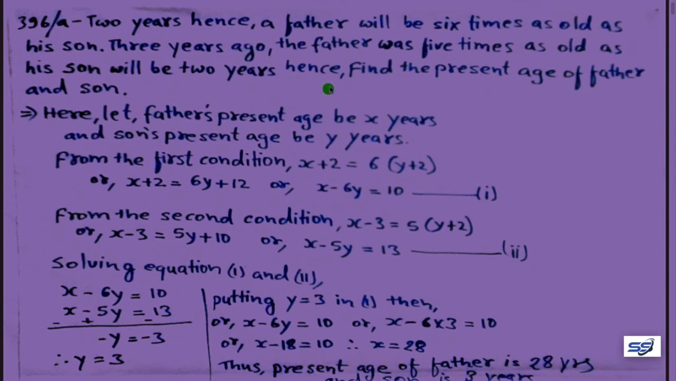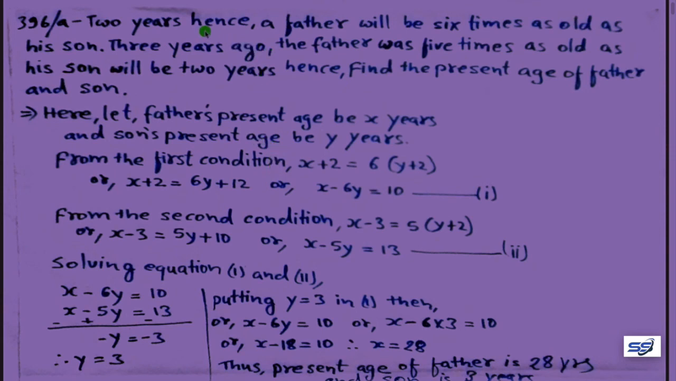Three years ago, the father was 5 times as old as his son, and 2 years hence he will be 6 times. Find the present age of father and son. Some ages are given before and some hence. So, to solve this problem, we have to assume, let the father's present age be x years and the son's present age be y years old.